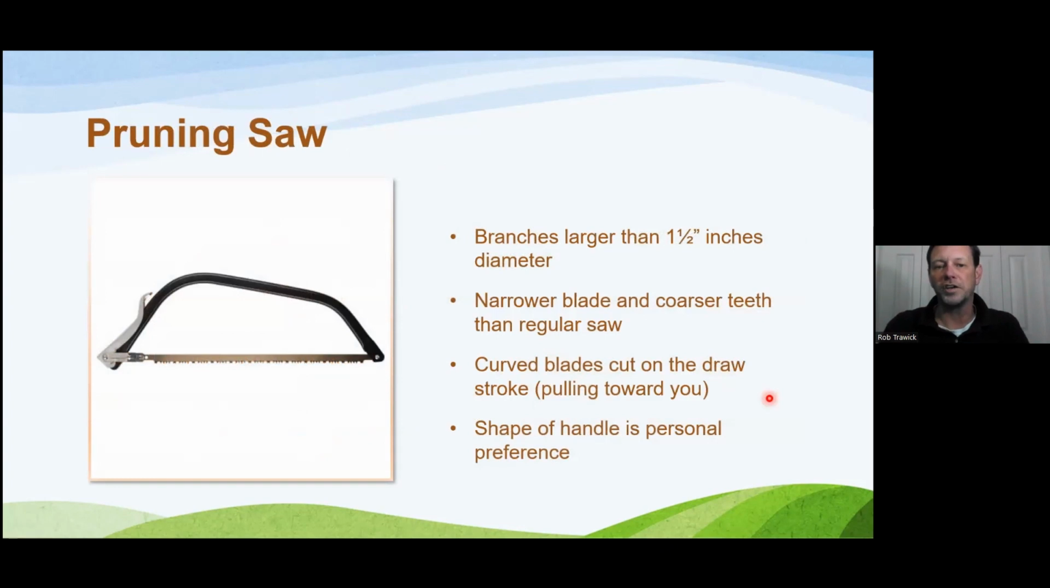A pruning saw is a great tool for branches larger than 1.5 inches in diameter. It has a narrower blade and coarser teeth than a typical saw. Curved blades cut on the draw, so when you pull towards yourself, that's when it's doing the cutting action. There are a lot of different handle shapes out there, and the shape of the handle can be completely according to your personal preference.